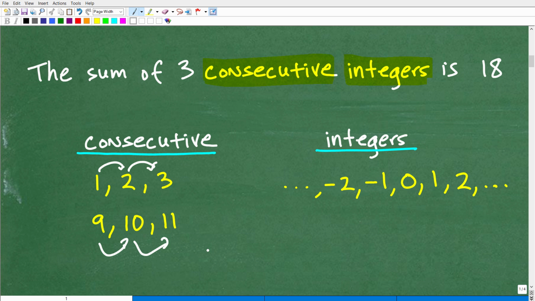So if we had like the square root of 2, the square root of 7, the square root of 12, well, these numbers, okay, we're just kind of writing these numbers, but we can't really interpret them as being consecutive, right? And that's why we need to have this word integers, okay? So integers are these numbers in mathematics.